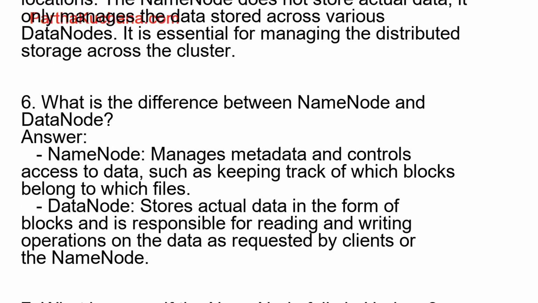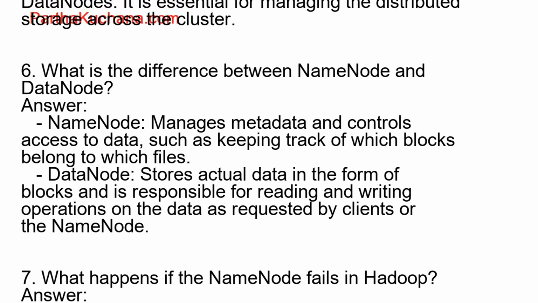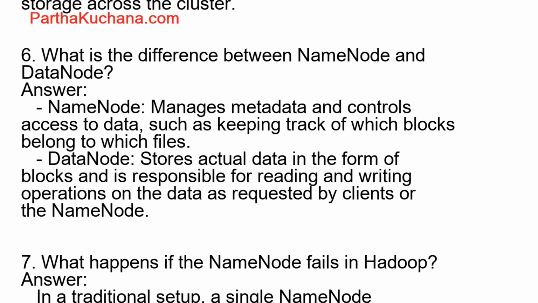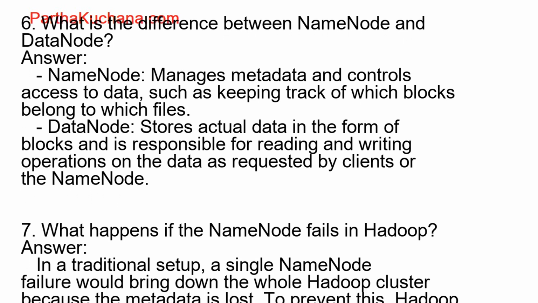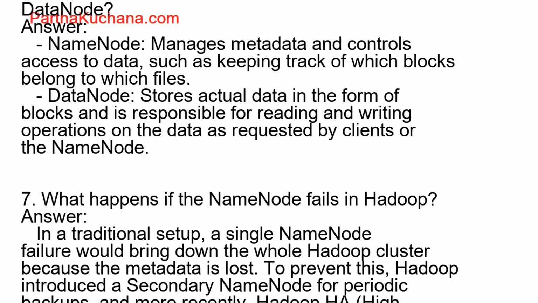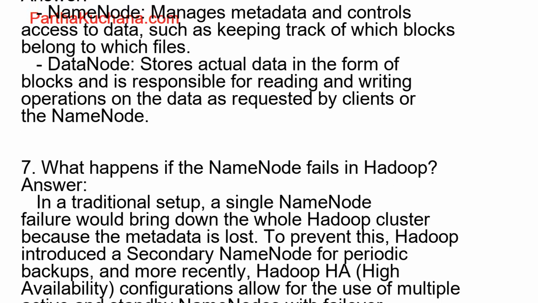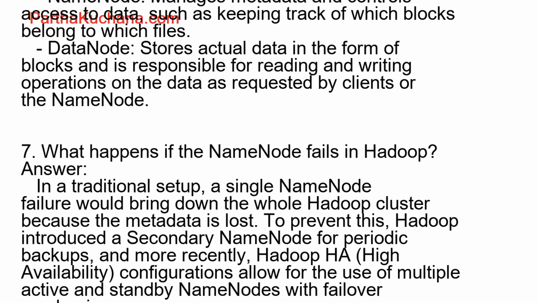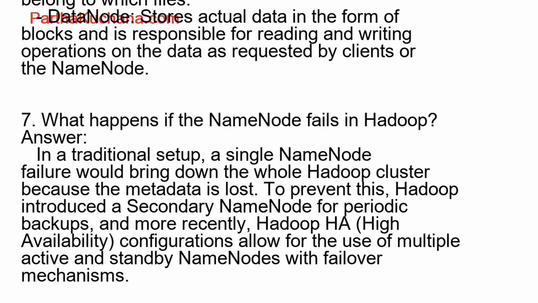8. Can you explain the concept of a secondary name node? Answer. The secondary name node is a helper node that periodically takes snapshots of the metadata stored in the name node, i.e., the file system's namespace, and merges the namespace image with the edit logs to prevent them from growing too large. Contrary to common belief, it is not a failover mechanism for the name node, but it helps in recovering the state if the name node crashes.